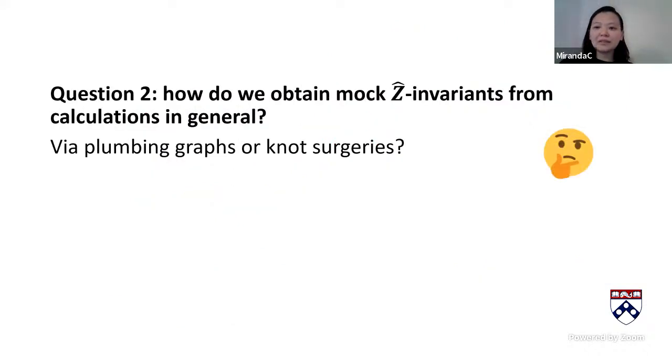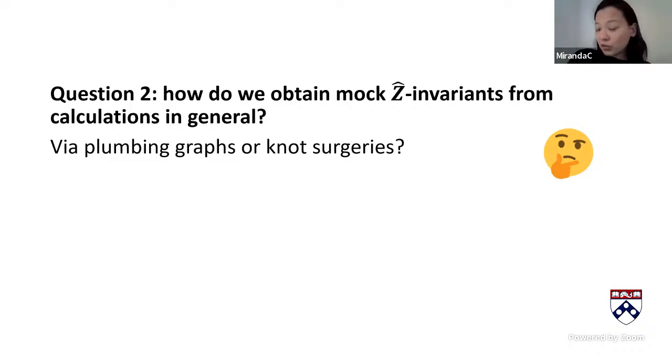The question is, is there a more systematic way to obtain these mock invariants from some calculations, via plumbing graphs or via knot surgeries and whatnot? Because famously, we know that by specifying the shadow, you don't specify the mock modular form. The map in that direction is not unique. You can always add another modular form and still have the same shadow. So that's a second question, and hopefully we will get to the part where I provide a partial answer and at least some analysis.